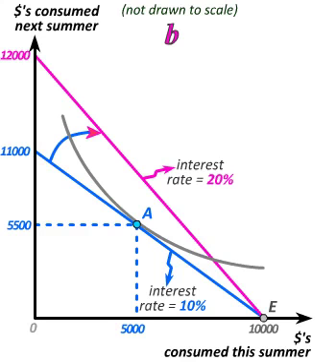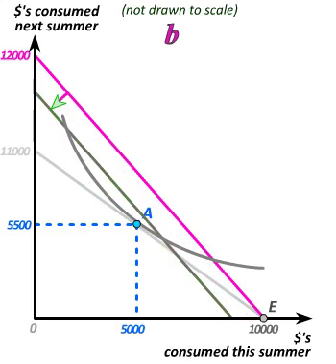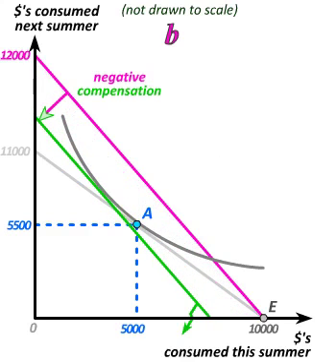In order for us to isolate the substitution effect in panel B, we'll now do what we always do. We'll start with the final magenta budget constraint and then shift it in parallel until it's tangent to the original indifference curve.